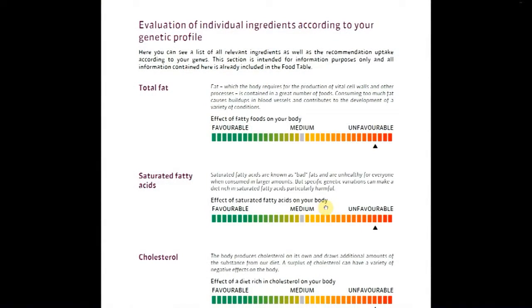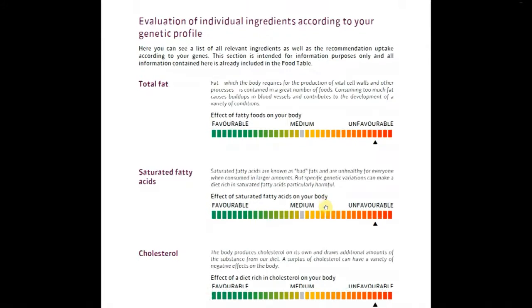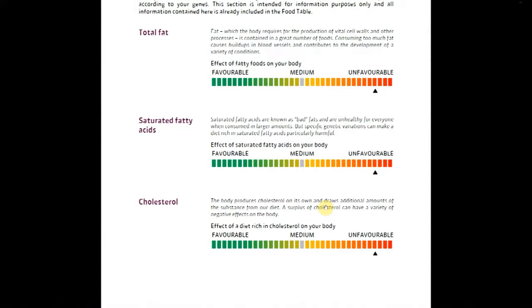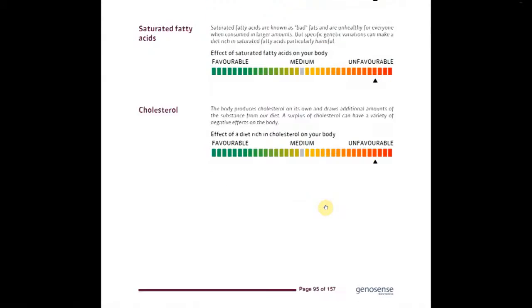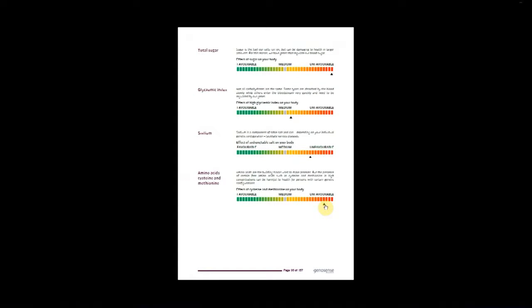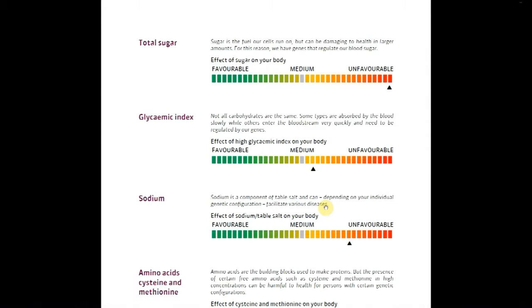So if you check this page here, total fat. A lot of fat is generally bad for people. But for some people it's moderately bad, and for some it's extremely bad because of genetic variations. They just respond to it more, and they have more negative health effects from it. So do check where your arrow is. In this case it's very unfavorable. Saturated fatty acids, that's the unhealthy type of fat, so unfavorable. Cholesterol, also unfavorable in this case. Total sugar, so lots of sugar and high calories from sugars is also bad for this person.